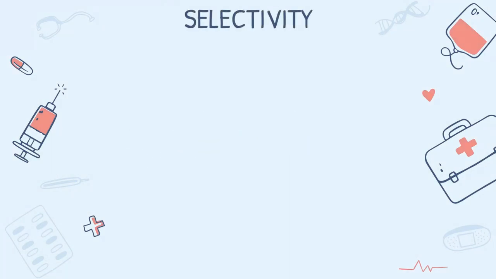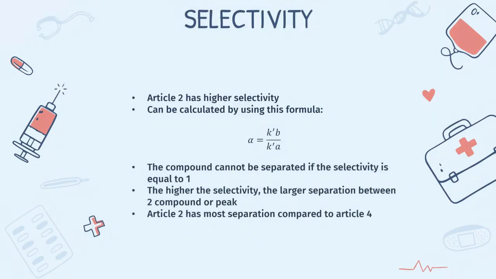Lastly, according to the selectivity, the data provided show that Article 2 has higher selectivity than Article 4. The selectivity can be calculated by using this formula, alpha equals k prime B over k prime A. If the selectivity is equal to 1, it means the compounds cannot be separated. The higher the selectivity, the more separation between two compounds or peaks. To conclude, Article 2 has the most separation compared to Article 4.